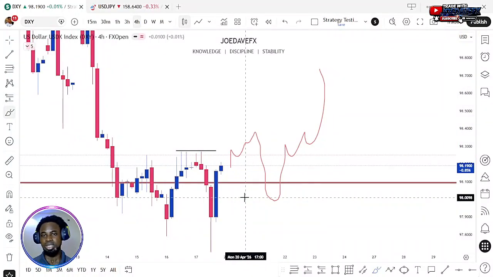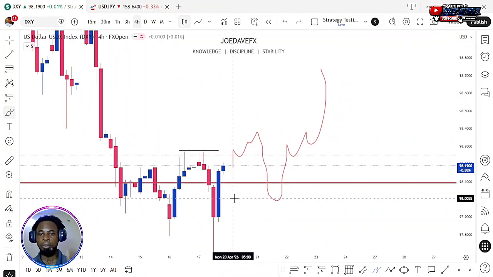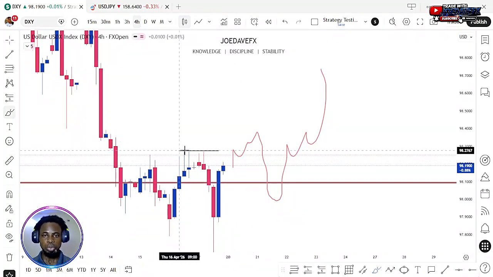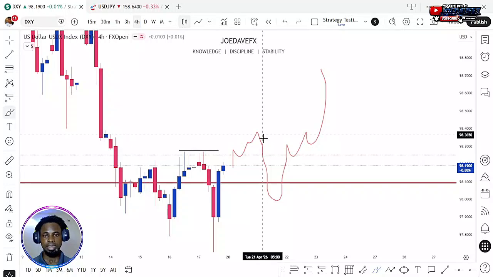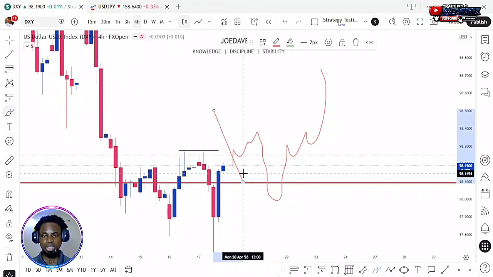And this is what I'll be expecting for the coming week, where I'll be waiting patiently, seeing how price behaves when price opens. We need to see a close above this high, then a retrace into it. Then we can actually start buying.